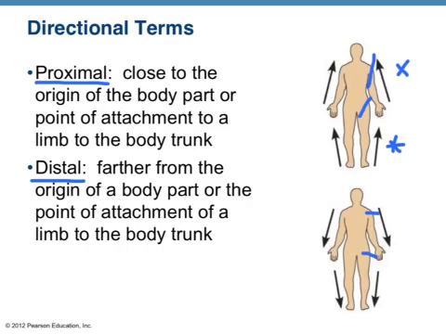For example, the elbow is proximal to the wrist, but the elbow is distal to the shoulder. So proximal, think of close proximity, and distal is distance or further away from the attachment point. Again, those two things, we're always talking about the arms and legs.